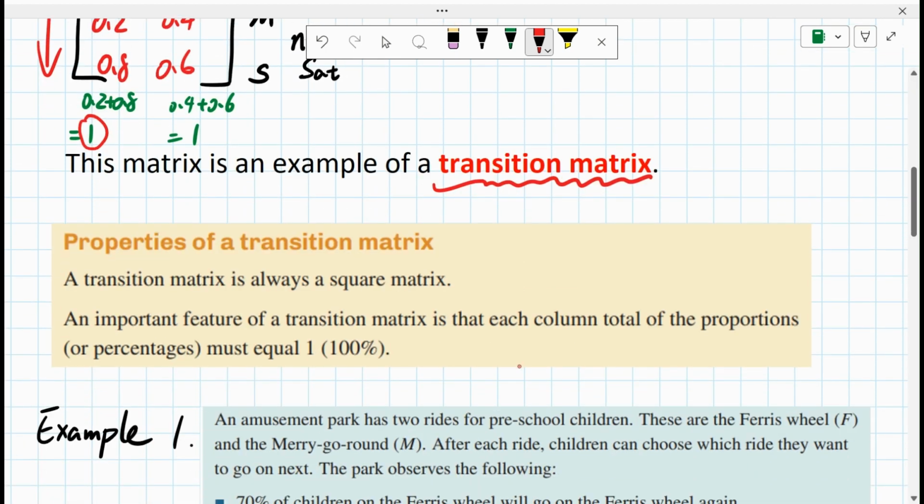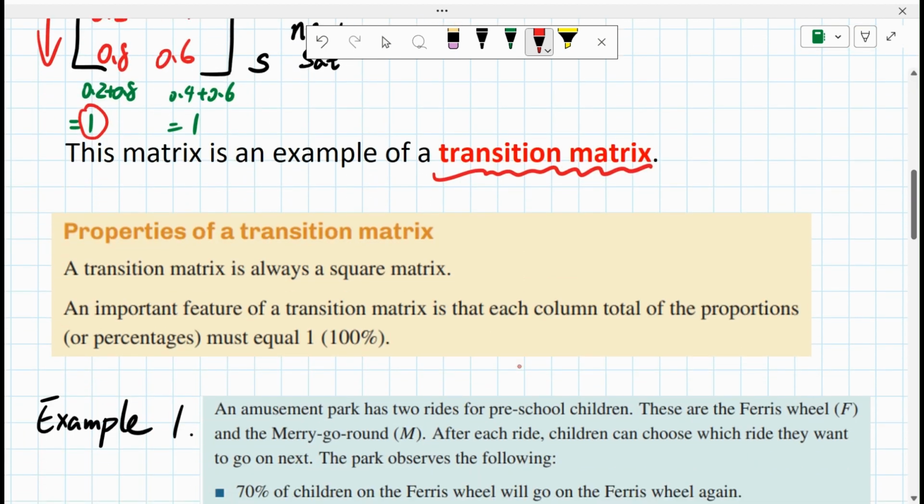Okay, properties of this transition matrix. A transition matrix is always a square matrix, so 2 by 2, 3 by 3. The important feature of the transition matrix is that each column total equals 1, which is 100% if you add it all together.